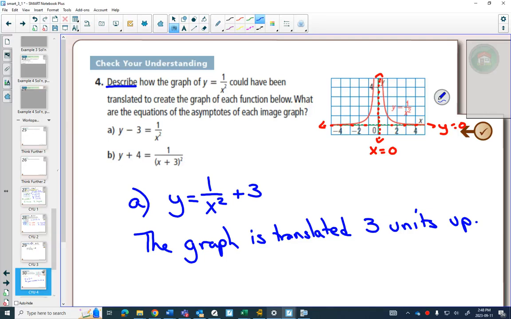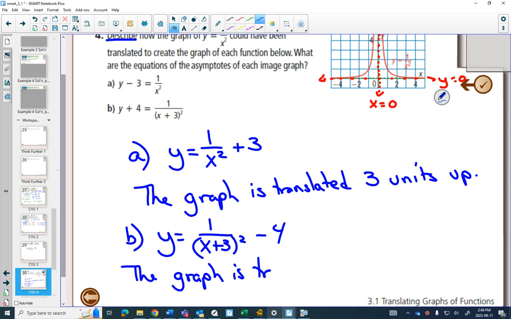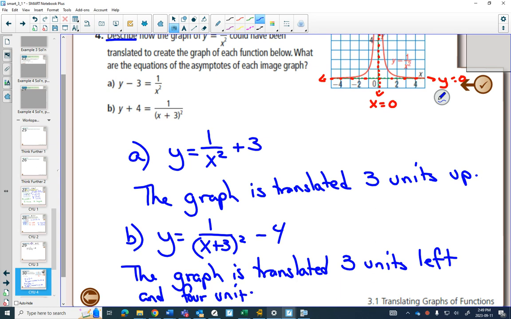Same thing in part B. I would take the time to move the 4 over. And the graph is translated three units to the left and 4 units down.